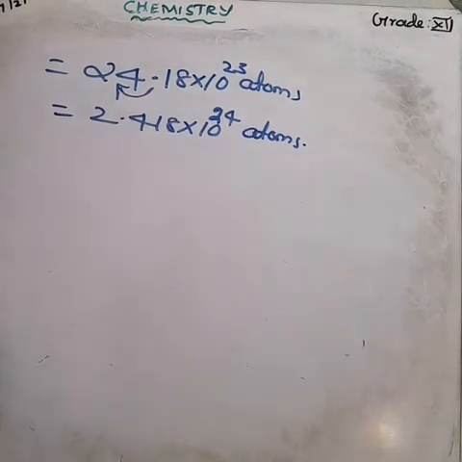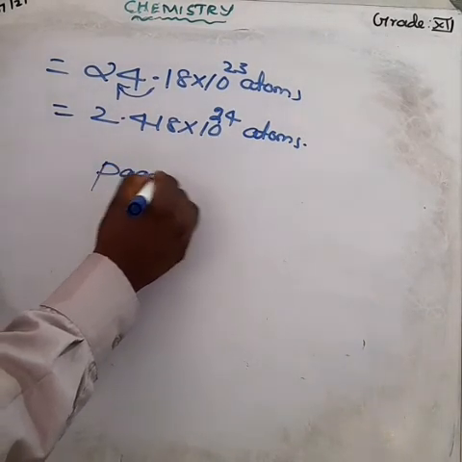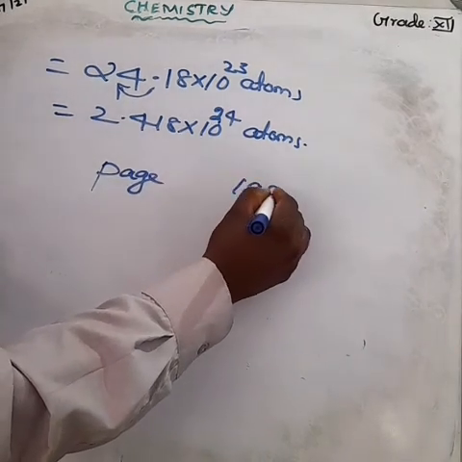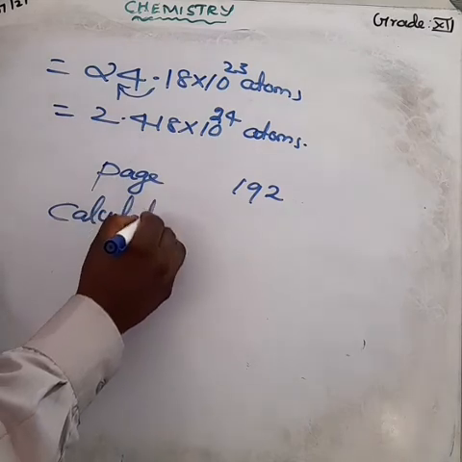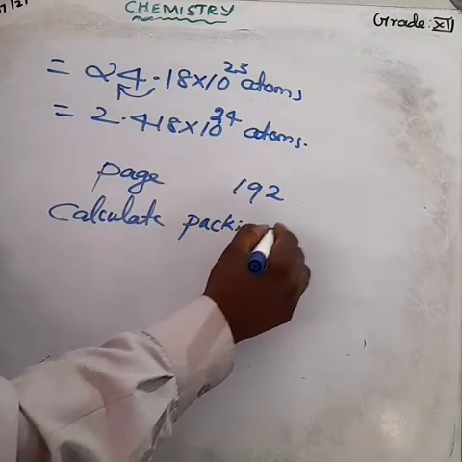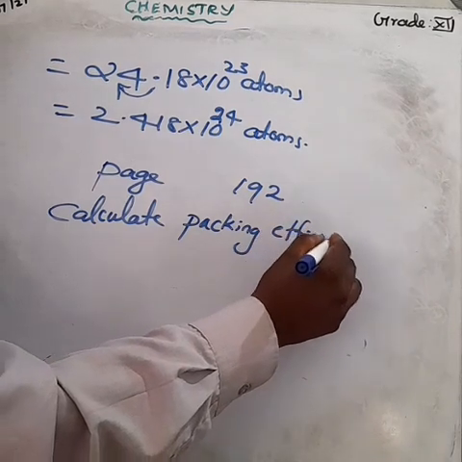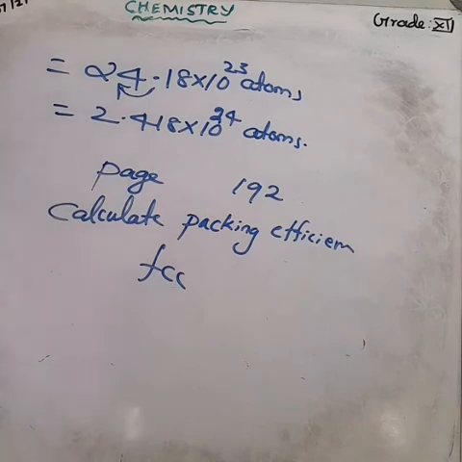Next, today's assignment. This is the page number. Please all of you take page number 192. Page number 192: calculate the packing efficiency in the FCC unit cell.